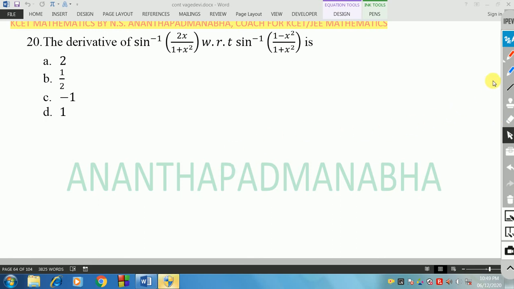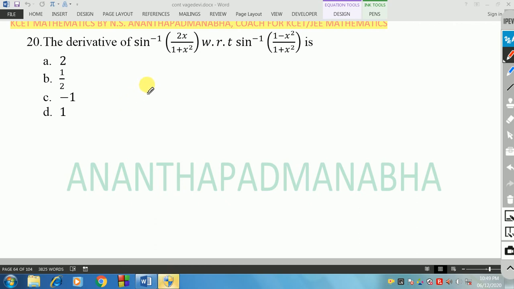Next, derivative of one function with respect to another function. Now the derivative of sine inverse of 2x by 1 plus x square with respect to sine inverse of 1 minus x square by 1 plus x square.